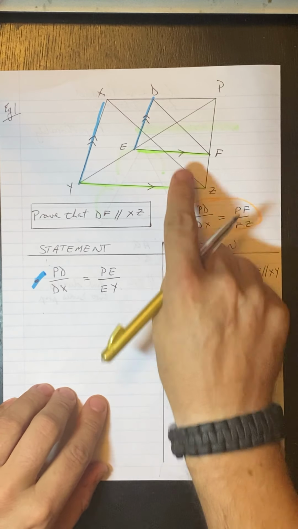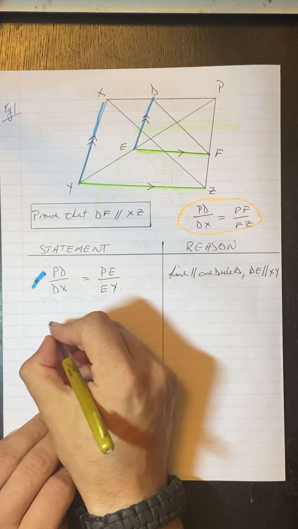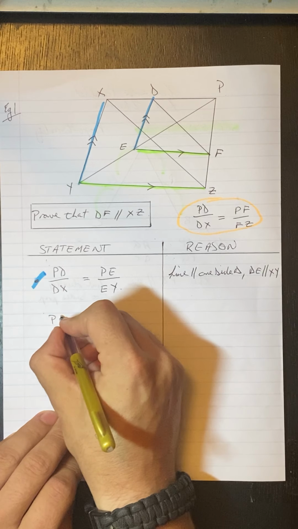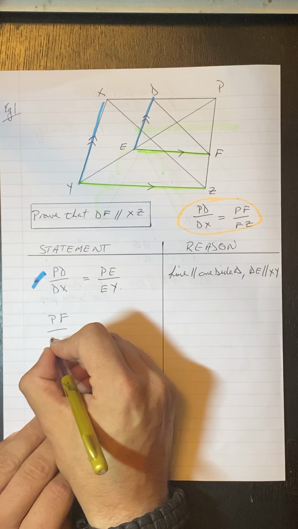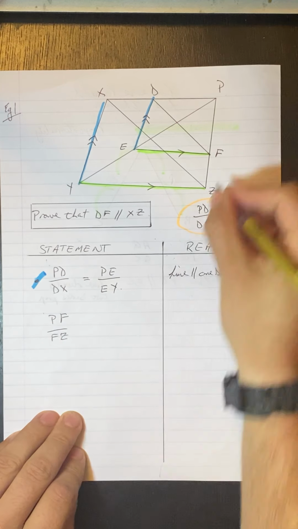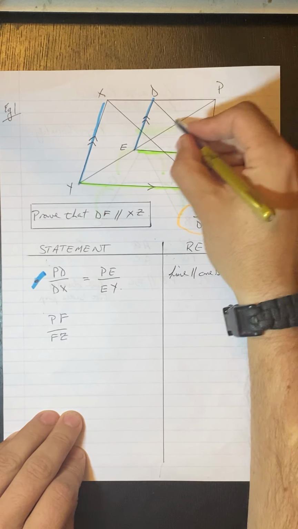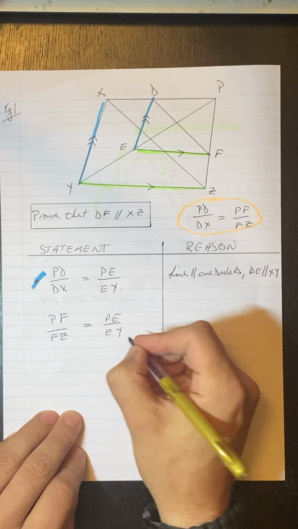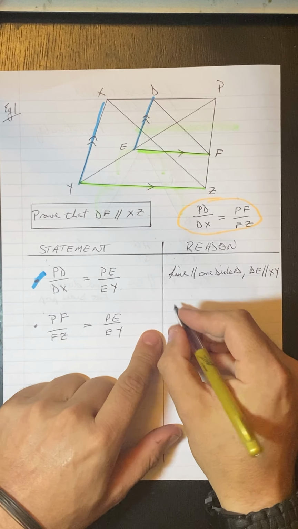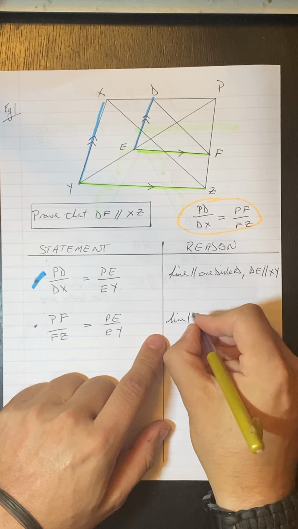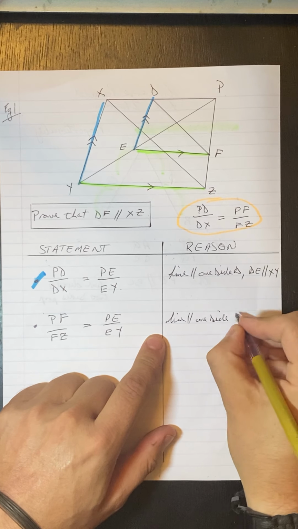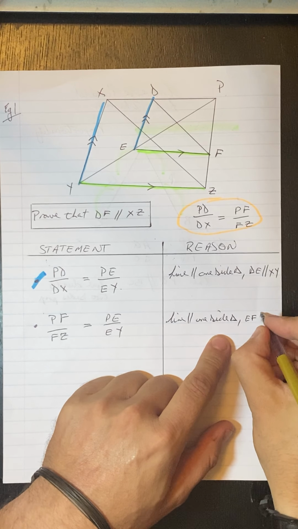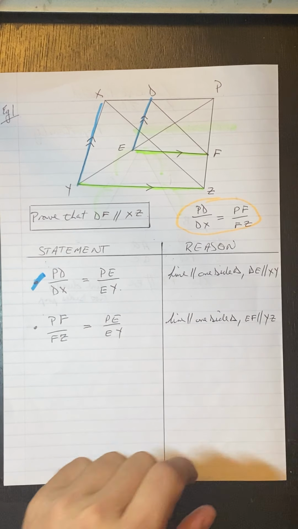The next one I'm going to use is the green ones. I can see here that PF to FZ will be PE to EY. And this again is line parallel to one side of a triangle. The parallel lines that I used were EF parallel to YZ, and that was from the green ones.